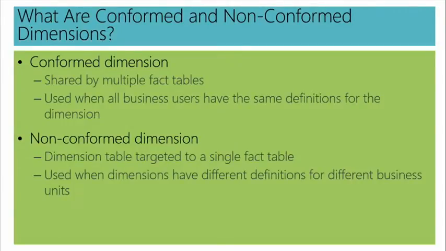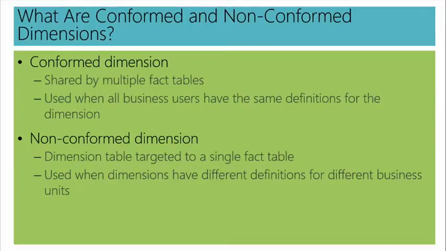A conformed dimension is a dimension that is shared by multiple fact tables, and there's only one version of it. So there's one definition for what a product dimension has for attributes. There's one definition for what a customer dimension has. There's one definition for what the financial dimension has. A single categorization that all aspects of the business access.